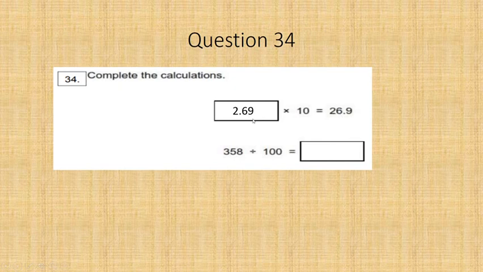So try it right now. 2.69 times 10. I will move the decimal point one step to the right, so it's going to be 26.9. For the other question, 358 divided by 100, so I will move the decimal point. Imagine that there is a decimal point here. So I will move the decimal point 2 steps to the left, so it's going to be 1, 2. So the answer is going to be 3.58.